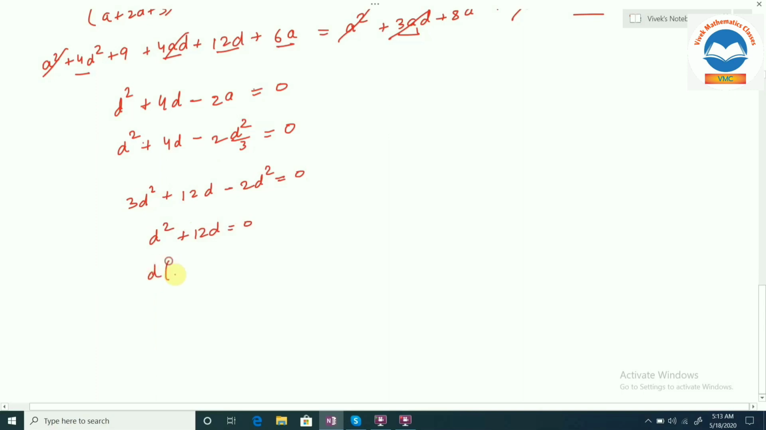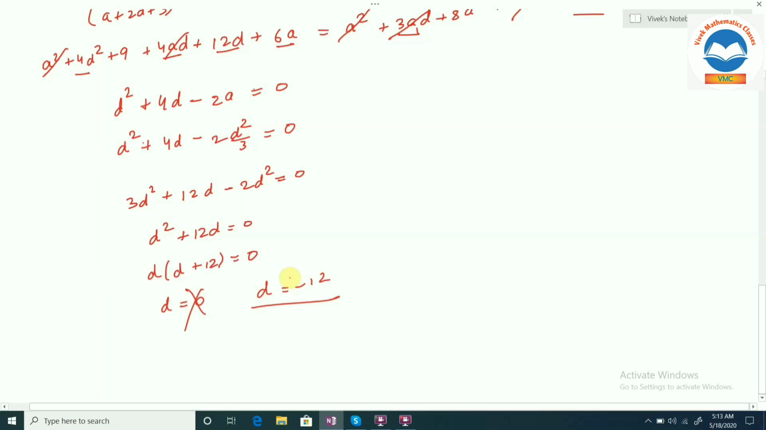So if you take d common, d plus 12 will be 0. So d will be either 0 or d will be minus 12, where 0 is not possible. So d will be minus 12.